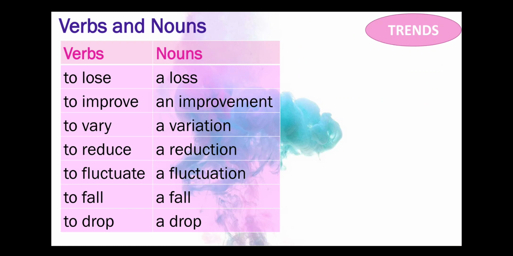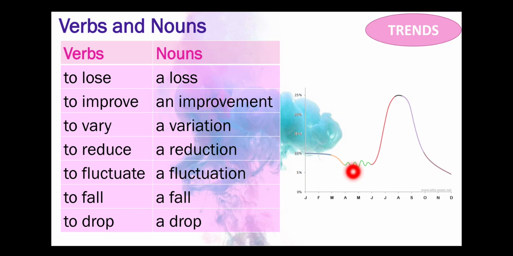Verbs can be changed to nouns, and let's see how they change. To lose becomes a loss. To improve becomes an improvement. To vary becomes a variation. To reduce becomes reduction. To fluctuate becomes fluctuation. To fall becomes a fall. To drop becomes a drop.